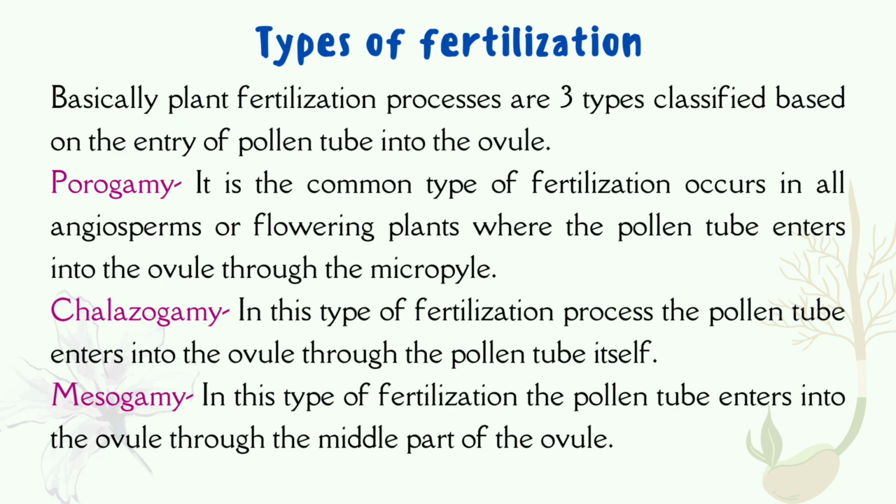Types of fertilization. Basically, plant fertilization processes are of 3 types, classified based on the entry of the pollen tube into the ovule. Porogamy is a common type of fertilization, occurring in all angiosperms or flowering plants, where the pollen tube enters into the ovule through the micropyle. Chalazogamy: in this type of fertilization process, the pollen tube enters into the ovule through the chalaza. Mesogamy: in this type of fertilization, the pollen tube enters into the ovule through the middle part of the ovule.